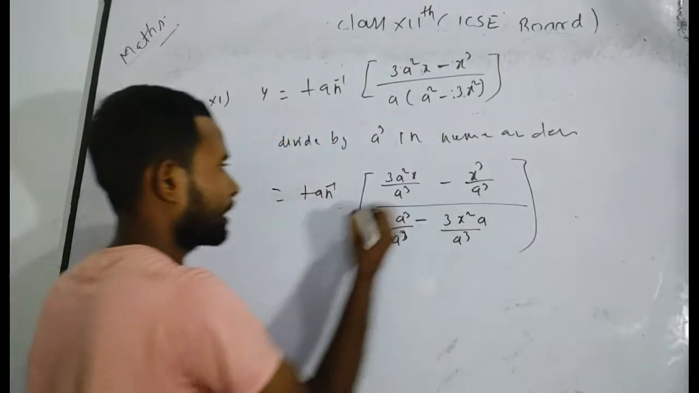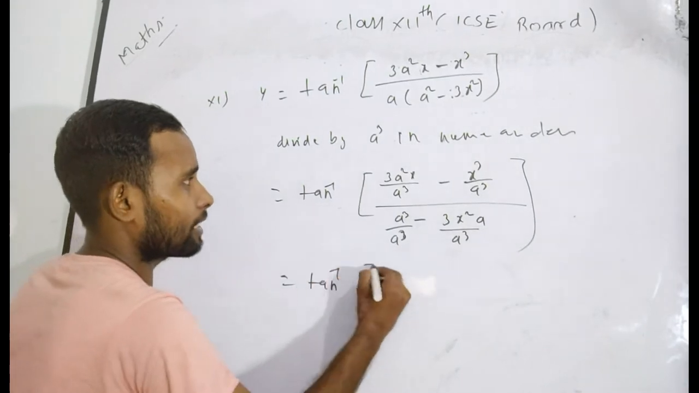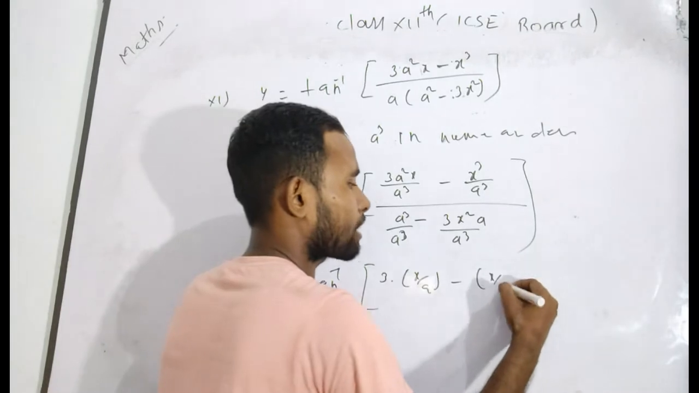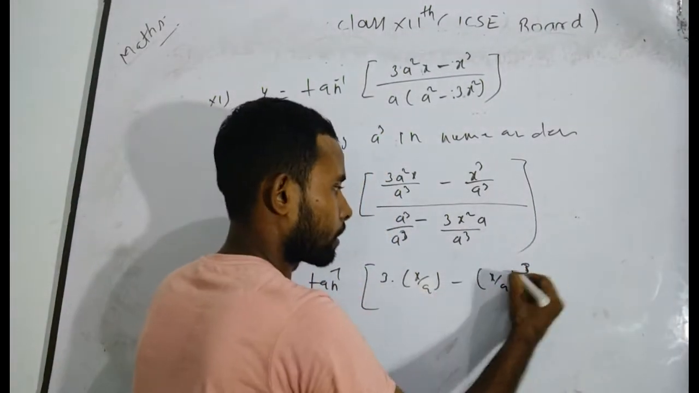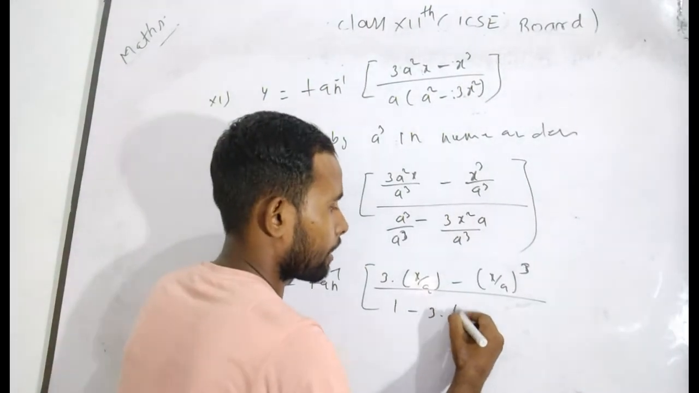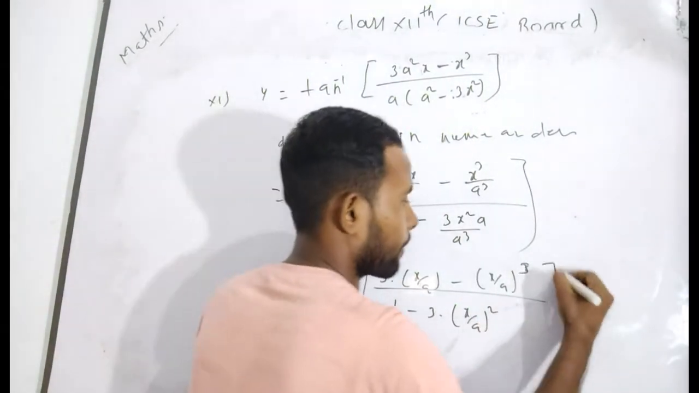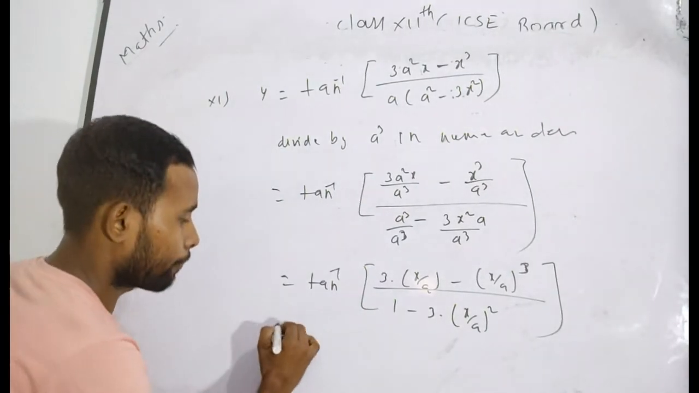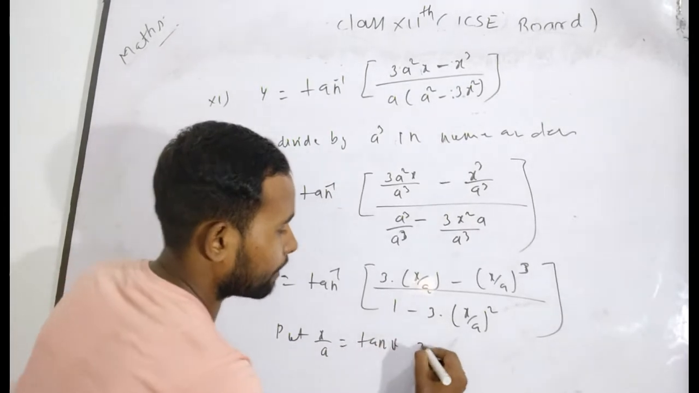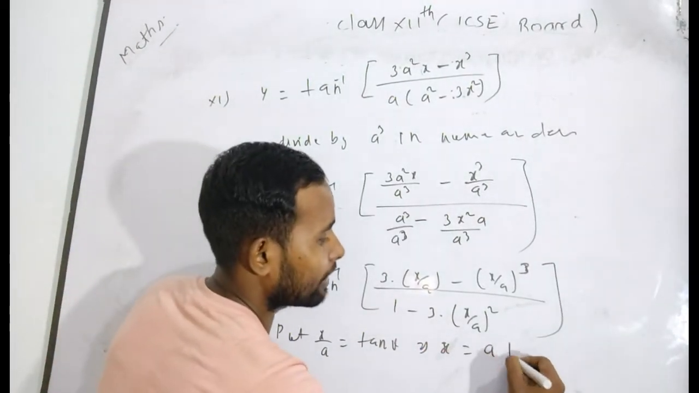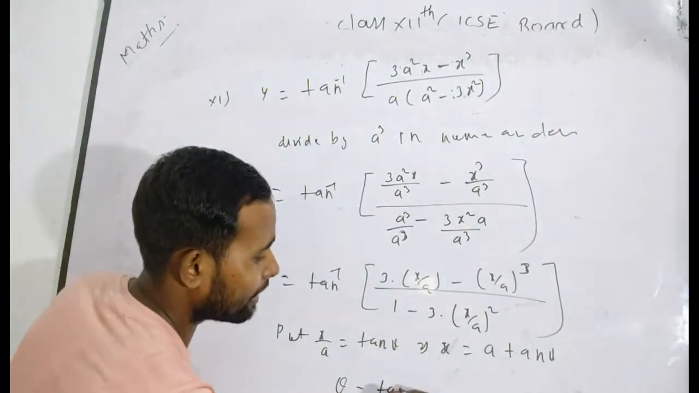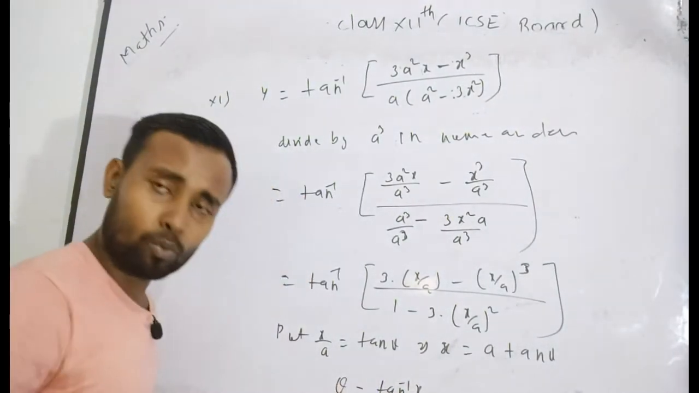I think you understand. Thereafter you will get tan inverse. It will be what? 3 times x by a minus x by a whole cube divided by 1 minus 3 times (x by a) square. I think you understand very well. Put x by a is equal to tan theta. That implies that x is equal to a tan theta. And from this you will again get theta is equal to tan inverse x by a.